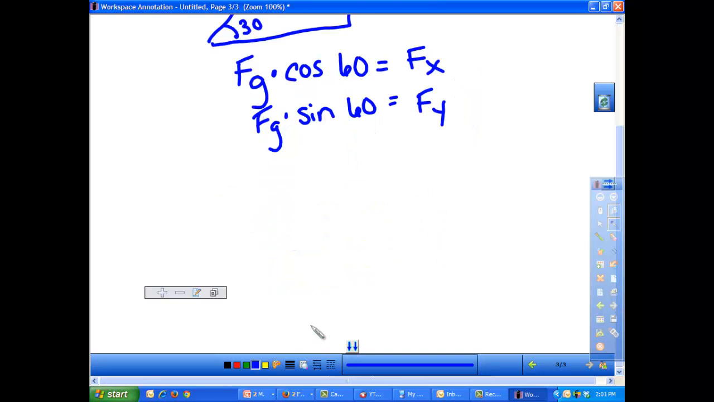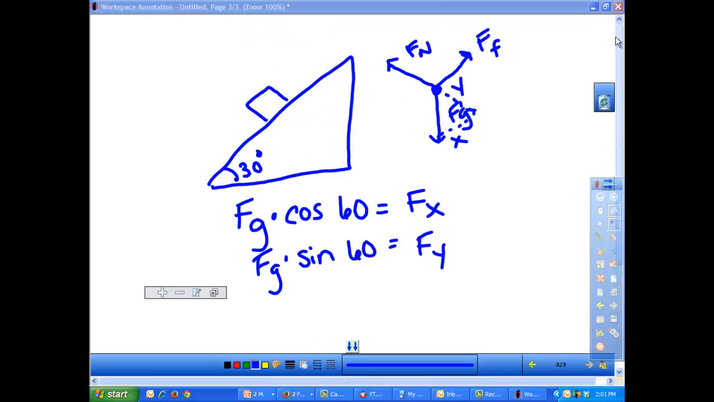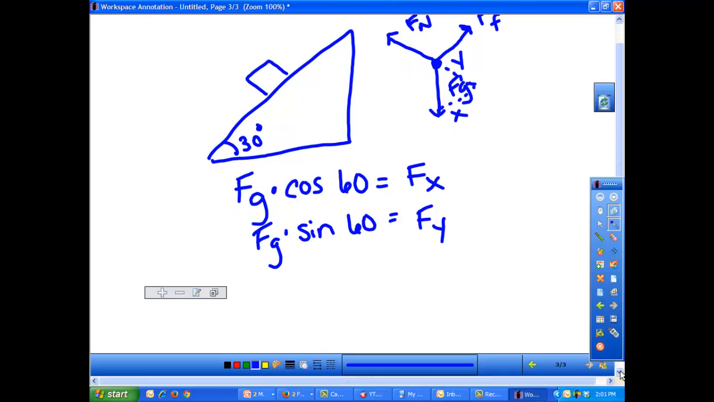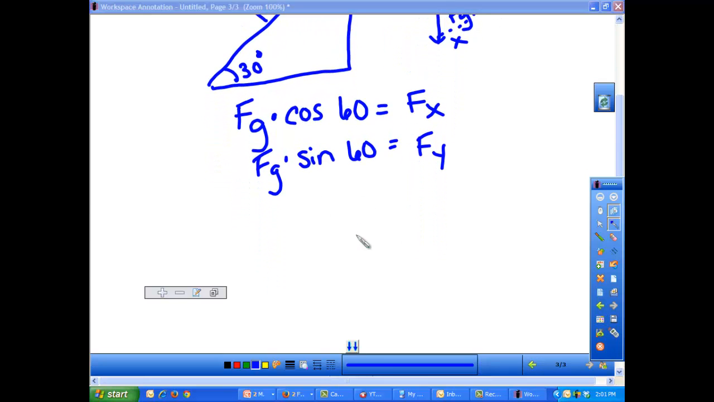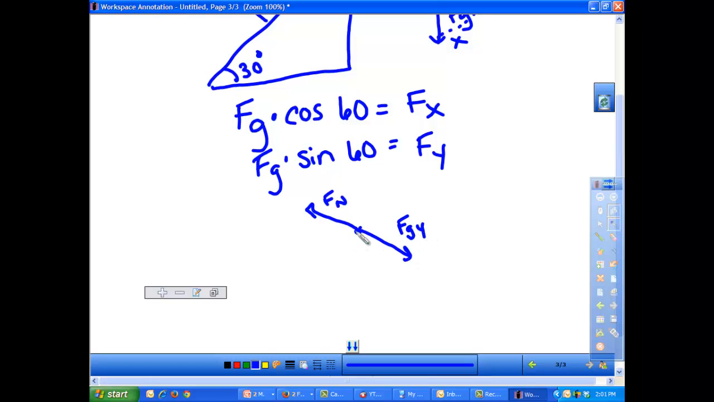So now we can redraw that free body diagram. Once we split these up, we can redraw that free body diagram so that it is not having anything act at weird angles. So here's our normal force, and here's our y component, and here's our x component of gravity, and here's our friction. Now we have four forces that are acting perpendicular or parallel to one another, and it's much easier to subtract them and add them together.